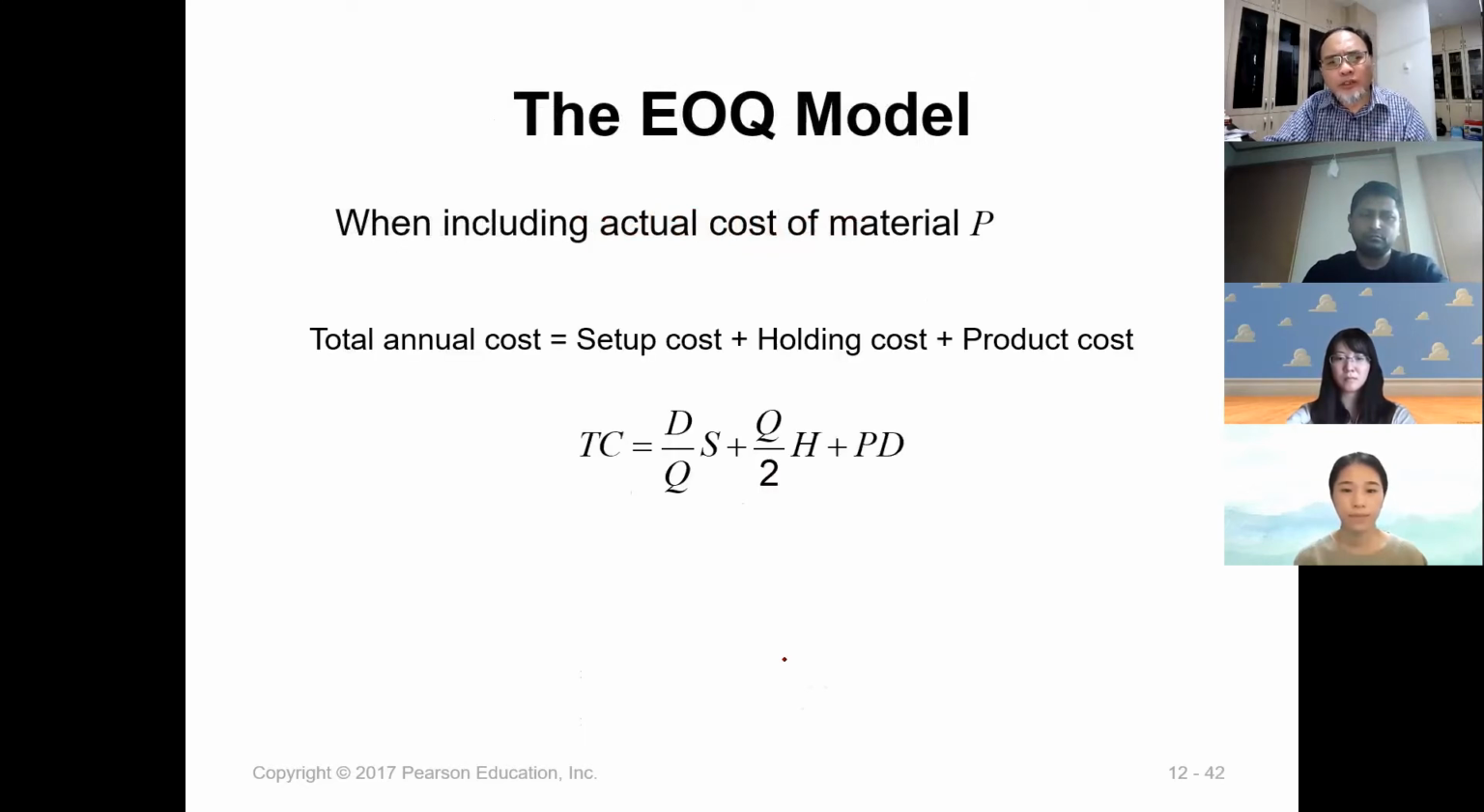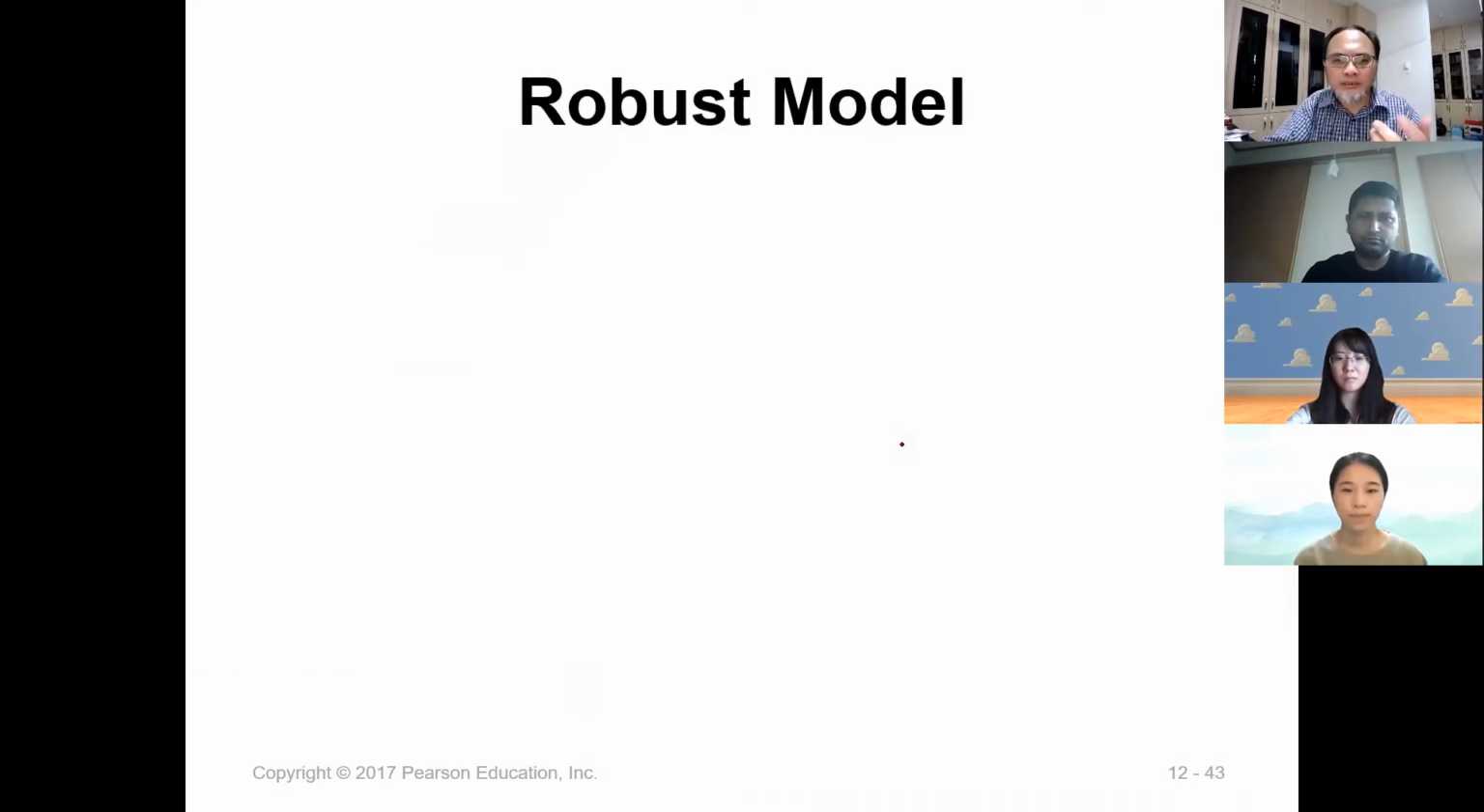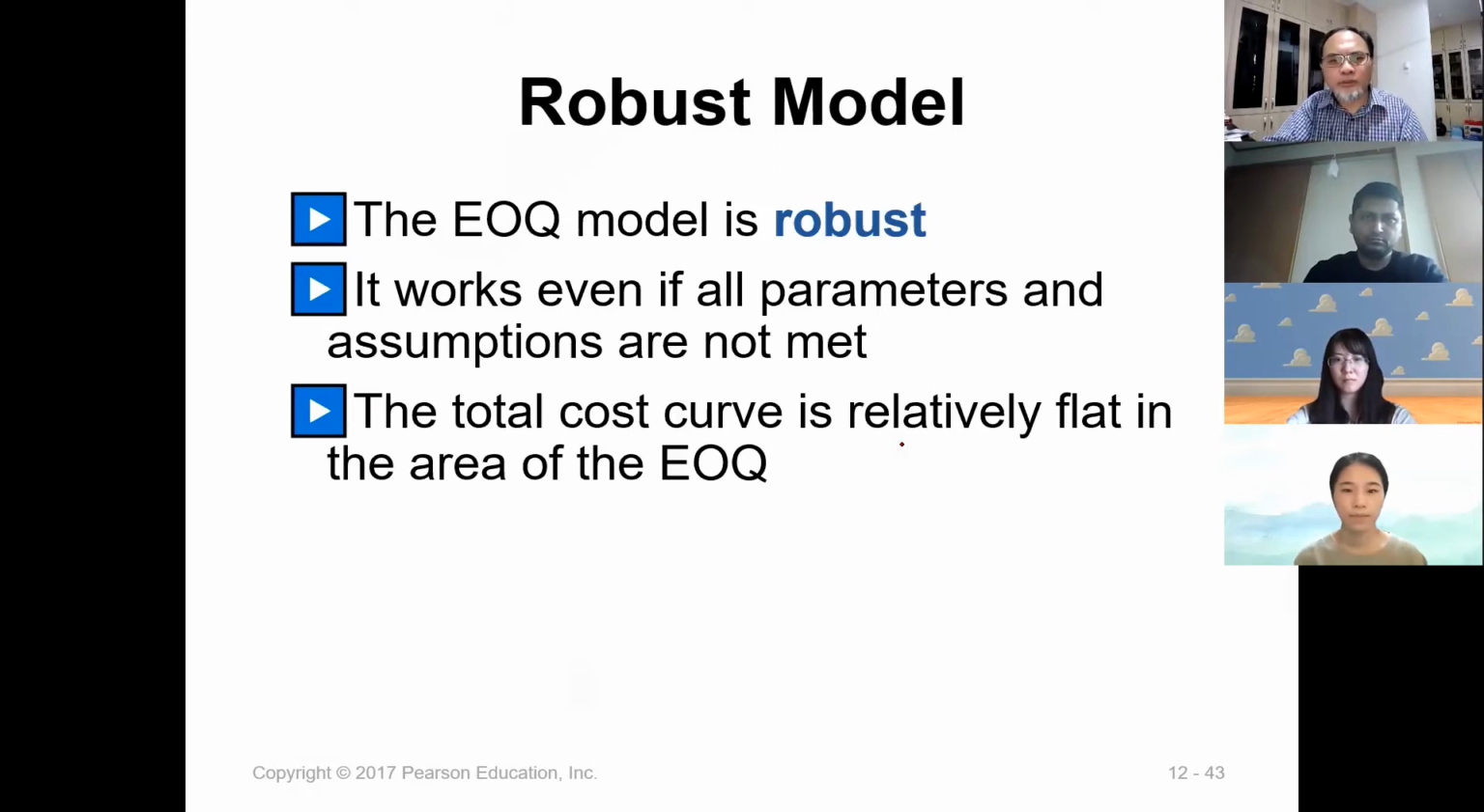Okay, so when you want to include the actual cost of material, then you have to have this additional product cost: price times demand. So that is another term, if you want to put it inside there.